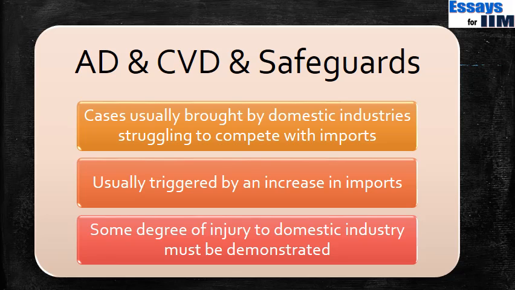Secondly, in all of these, some degree of injury to the domestic industry has to be demonstrated. If it is not hurting you, then why would you be allowed to take any measures against that thing? So that is the basic principle of WTO, which requires you to prove that there is some injury to your industry.